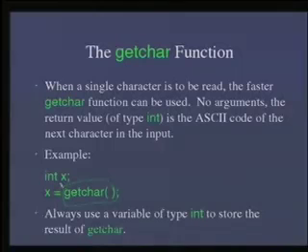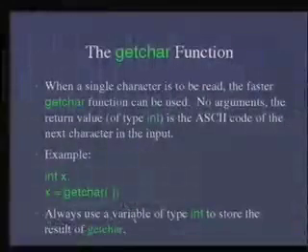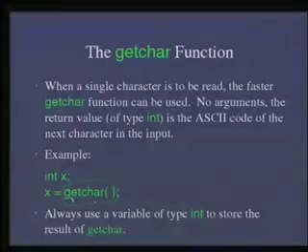So for example, if the user types XYZ and then we call getChar 3 times, then we successively get the ASCII codes for the characters X, Y and Z. One important point to note is that the variable which is used to store the return value of getChar must be of type int always. We will come to the reason why this is so in a little while, but never use a variable of type char or something else to store the result of getChar.